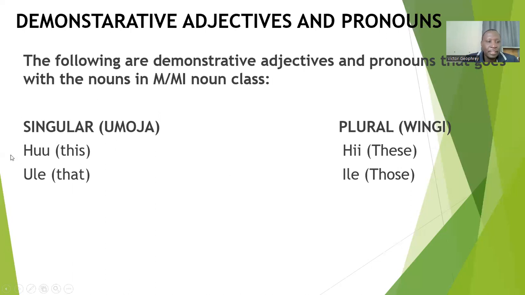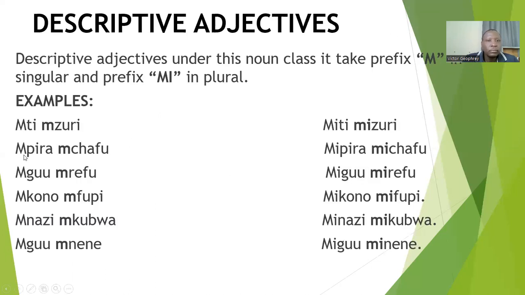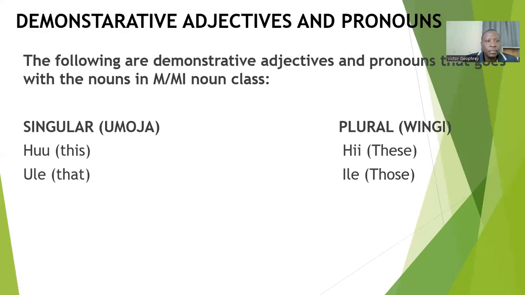Okay? Let's see examples. Huu. We can say huu mlango, or mlango huu. You get it? Mlango huu ni wangu. This door is mine.